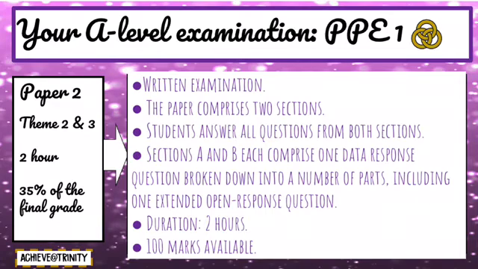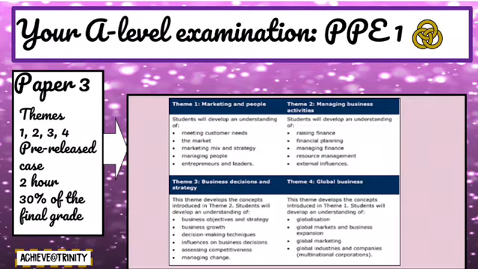Similar to Paper 1, Paper 2 awards 100 marks. Again, there will be context marks awarded. The paper will consist of both calculation questions and extended writing answers. Sections A and B each comprise one data response question broken down into a number of parts, including extended open response questions.